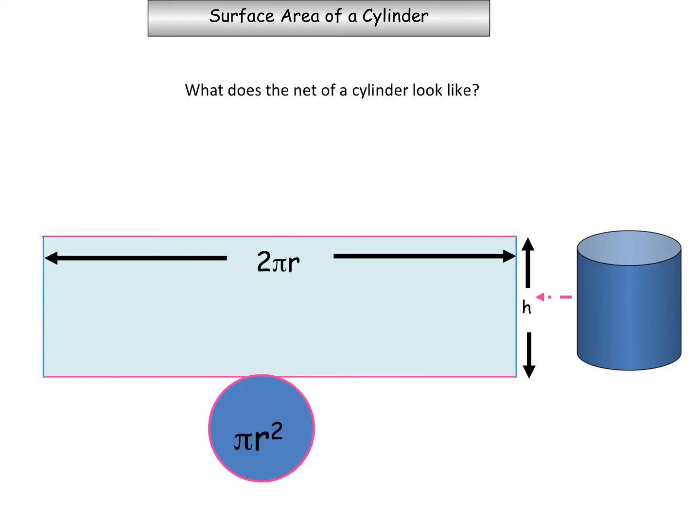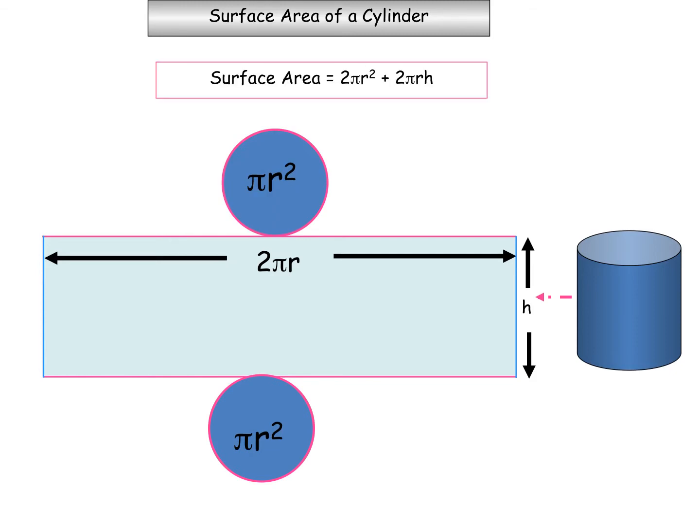The base of that cylinder is pi r squared, and the top of that is also pi r squared. So the surface area, or the total area on the outside of that cylinder, is 2 pi r squared, because we've got two circles, plus the area of that rectangle, 2 pi r multiplied by h, which is 2 pi r h. So that 2 pi r h is the curved surface, which is that rectangle, and the 2 pi r squared is the two circles.